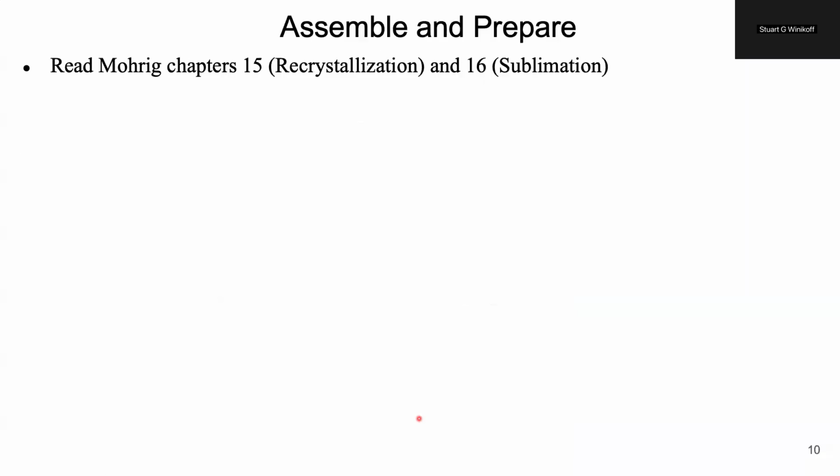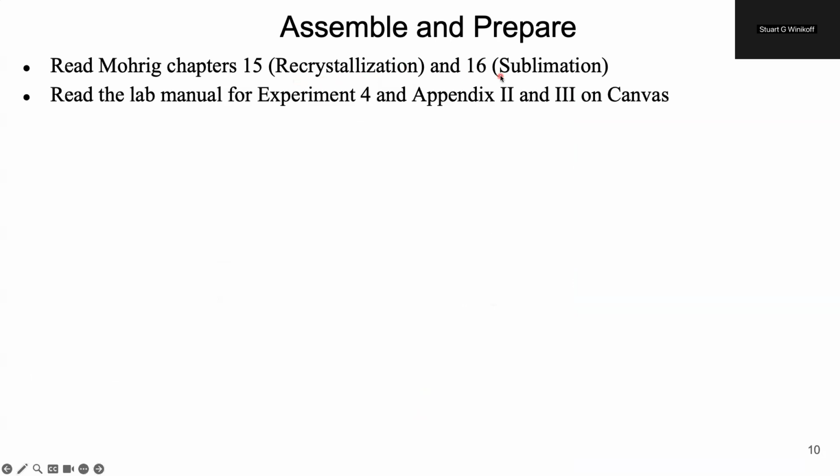Also, in addition, you are going to want to come in during normal office hours, when the room should be left open for you. All right, so before we do the lab, as usual, here are the things we need to do to prepare. I highly encourage you to read Morg's chapters 15 and 16. This covers the processes of both recrystallization and sublimation. As I said, also take a look at Appendix 2. This is a reminder on how to do sig figs, which will be very important when you're doing some of the analysis for this lab.